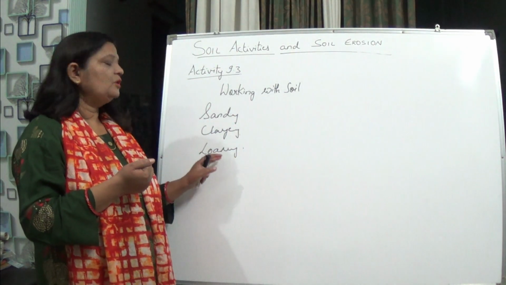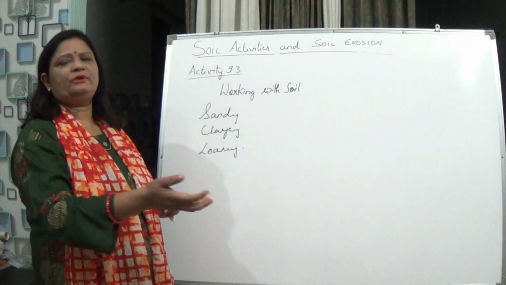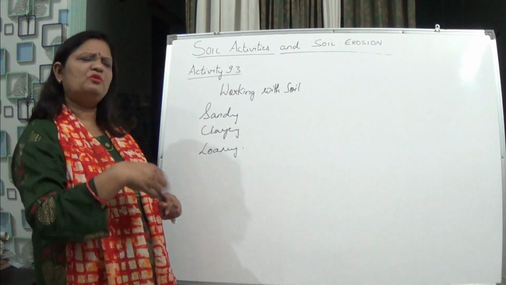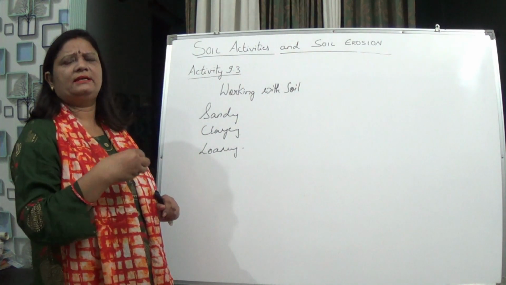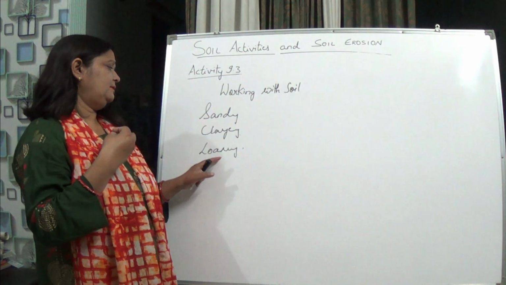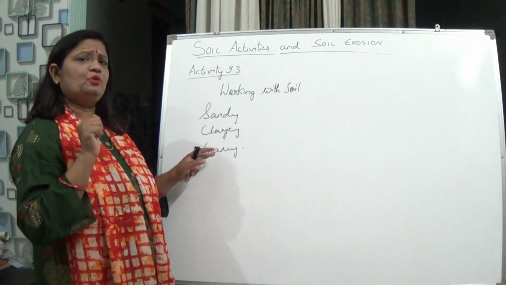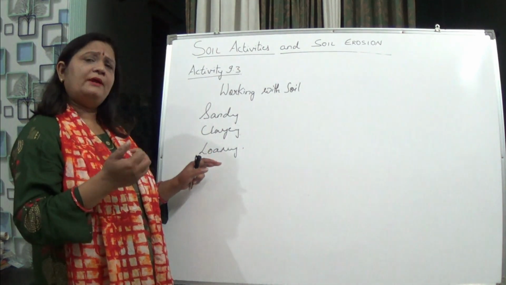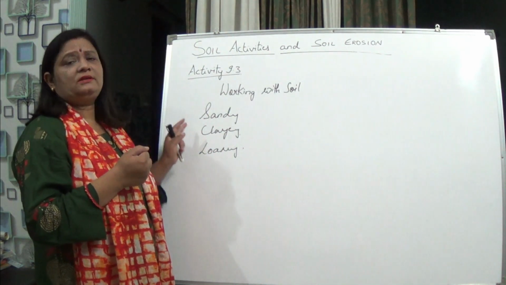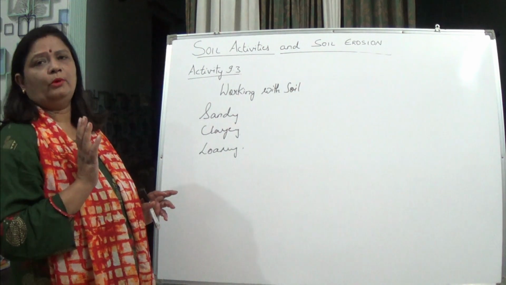Observe it. Loamy soil, normally you have in the garden. Take it. Remove all the foreign particles like leaves, any small particles, stones, everything. Only the loamy soil should be there. Try to make a ball. In all the three types of soil, you are trying to make a ball.